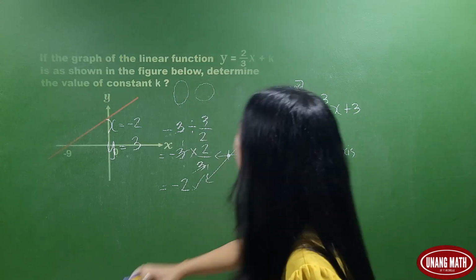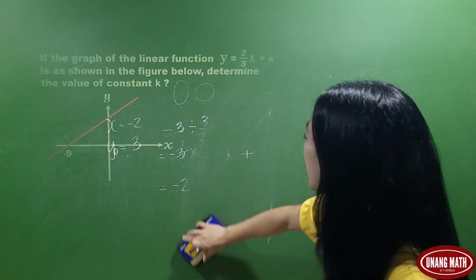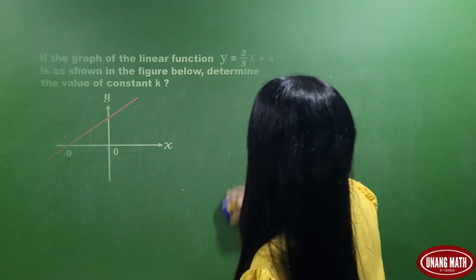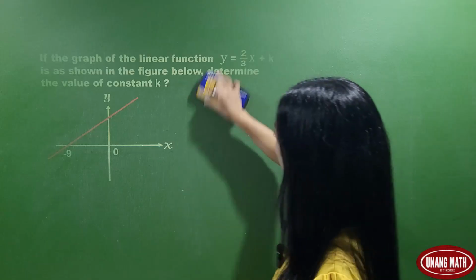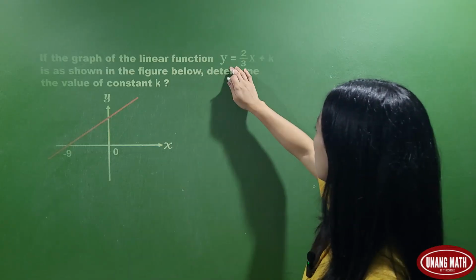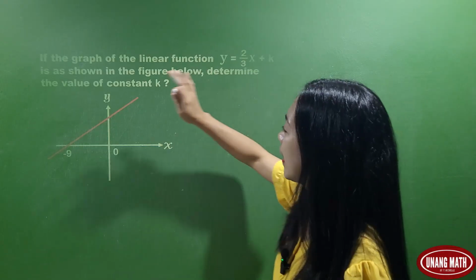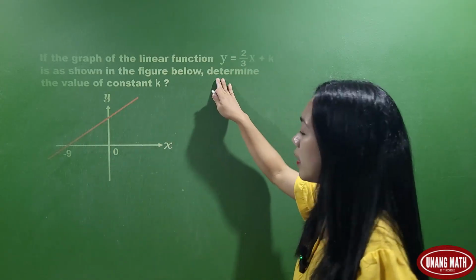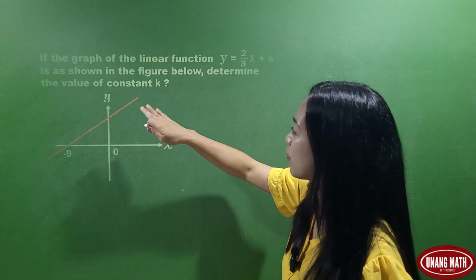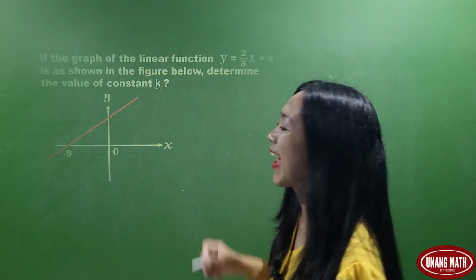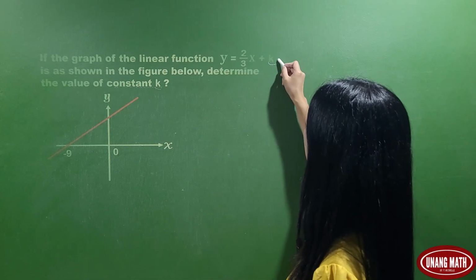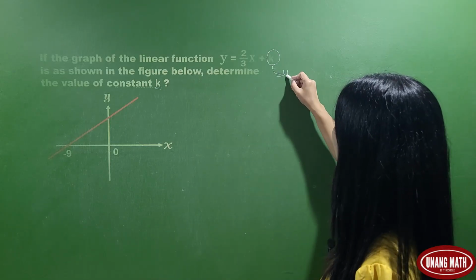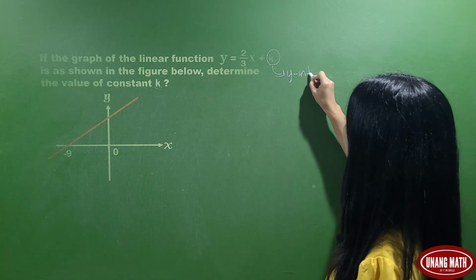This time, let's answer the following problems. So this is our first problem. If the graph of this linear function y is equal to 2 over 3x plus k is as shown in the figure below, we will determine the value of constant k. So this constant k is our y-intercept.